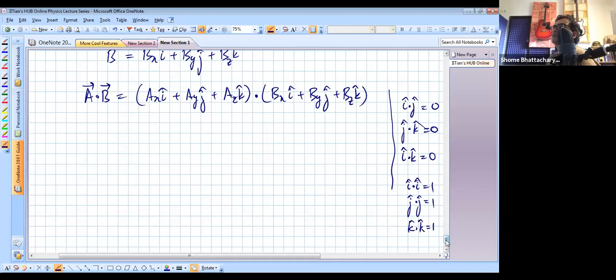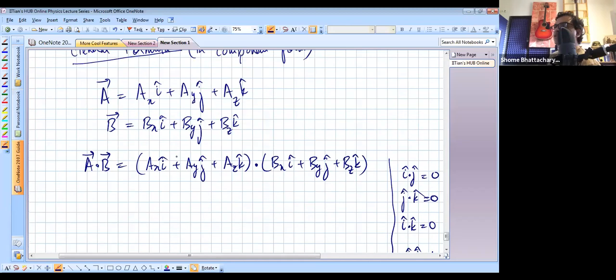So now just visualize this step. When you open this with those 9 terms, which of them are having i cap with i cap and j cap with j cap like that? It is nothing but the product of Ax i cap with Bx i cap by dot method. So that is just becoming Ax into Bx, and i cap dot i cap is 1. So that is multiplied by 1. Whereas now you see Ax i cap dot By j cap will give you 0 because i dot j is 0. Similarly, Ax i cap dot product with the third term, k cap term will give you 0. So with Ax i cap, only one term survives, which is which one?